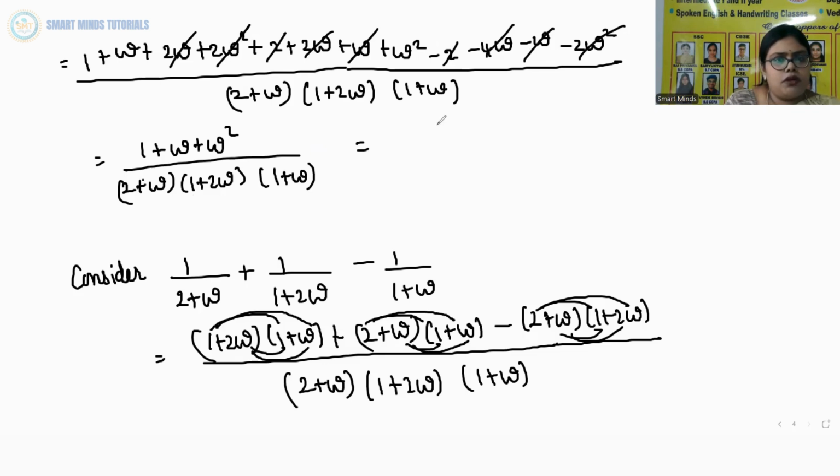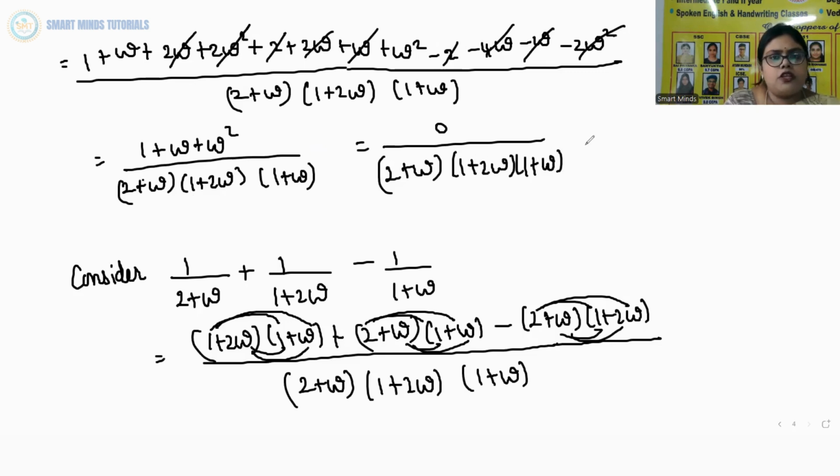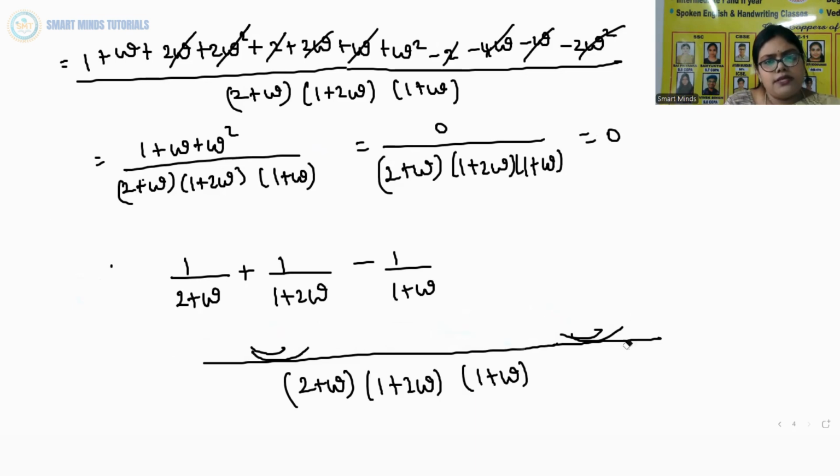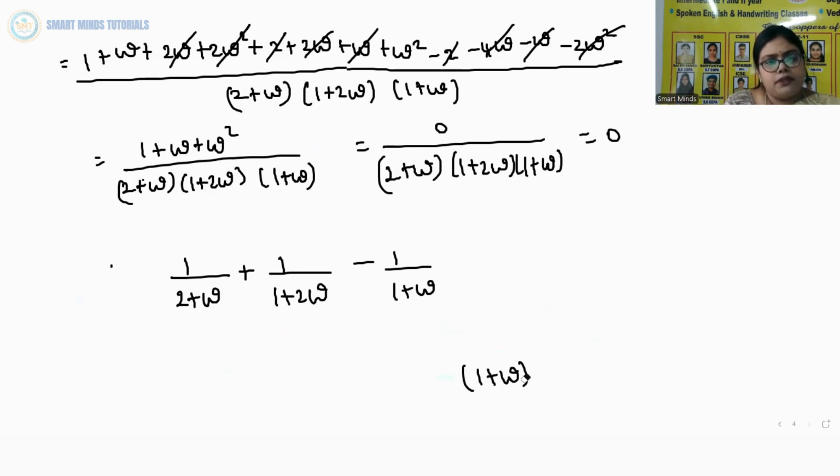But that is equal to 0, no? 1 plus omega square, I told you it is 0. 0 by 2 plus omega into 1 plus 2 omega into 1 plus omega. 0 by anything is 0. So what did we get finally? We got this value as 0, what we considered: 1 by 2 plus omega plus 1 by 1 plus 2 omega minus 1 by 1 plus omega is 0 you got.